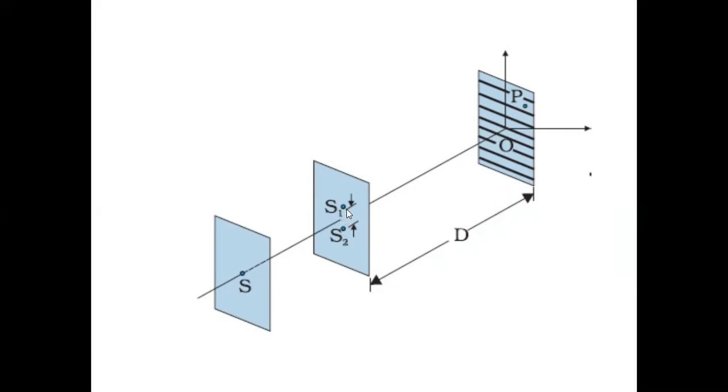Of course, they are coherent. They should have the same amplitude because the slits are of the same width, and they should have the same wavelength because they are coming from the same parent source. So they are made to interfere on the screen. Capital D is the distance between the sources and the screen. The distance between the sources is called small d, and it is always as small as possible.